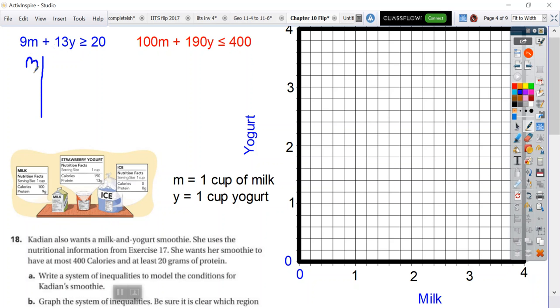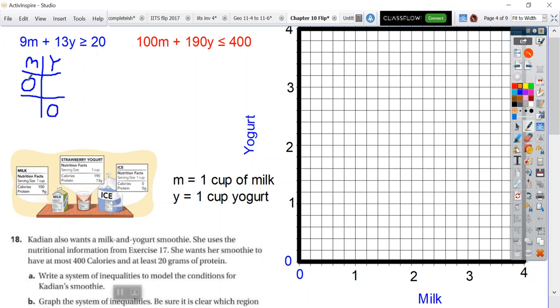I have milk and I have yogurt. And so I'm only going to make 2 entries in the table. I'm going to start with 0 cups of milk and figure out how many cups of yogurt I can use. And then I'm going to do the opposite. I'm going to figure out if I have 0 yogurt, how many cups of milk will get me the 20 grams of protein. So let's go ahead and do that.